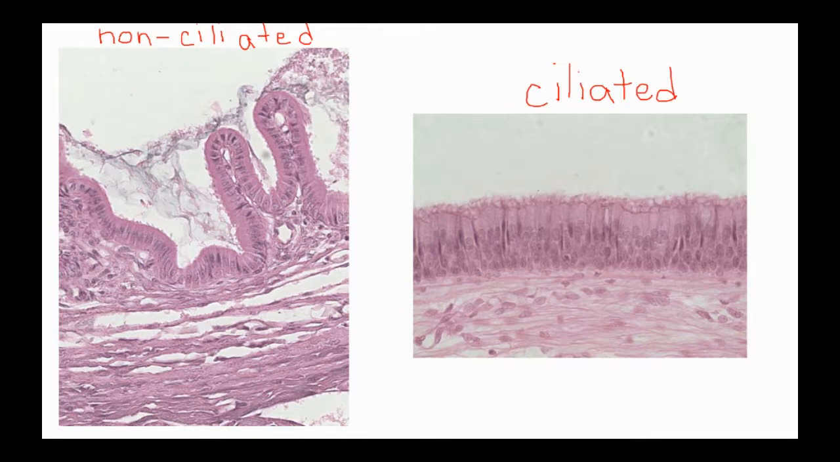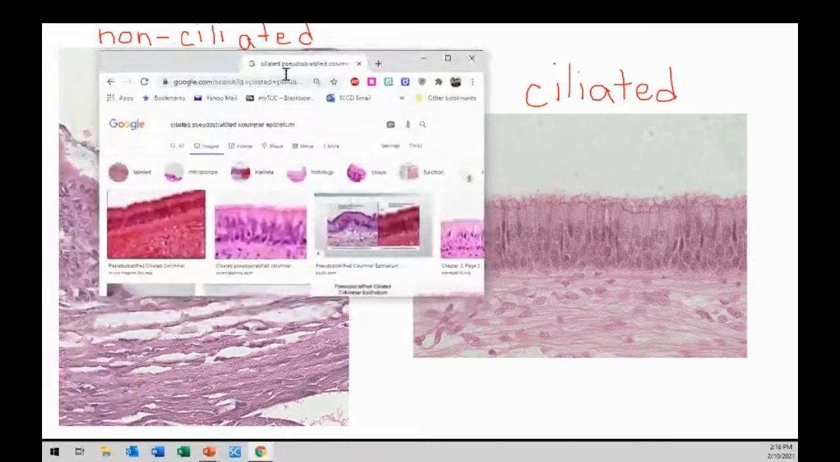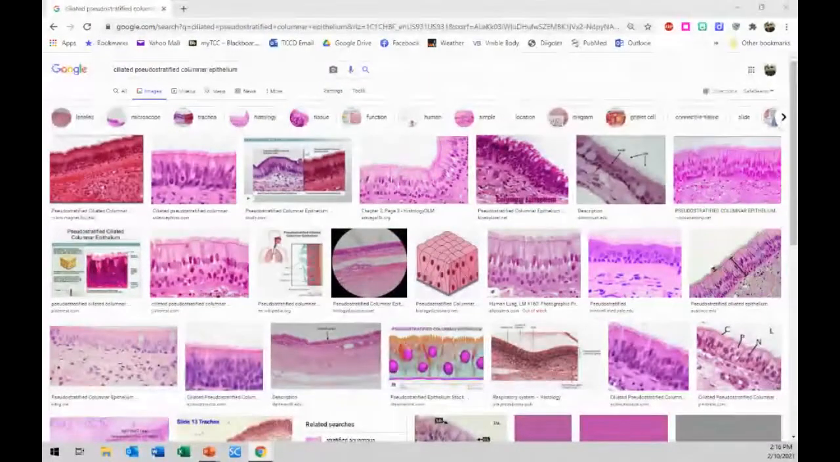Remember that I will post this recording for you, and the guided lesson has more pictures as well. Here's the other thing I'll do, a quick shout out. Let me see if I can pull this off real fast. So I am a big fan of Google Images. I'm not sure how much I've used that in our class together, but I did a quick Google Images search for ciliated pseudostratified columnar epithelium. Check this out. I've got tons and tons of pictures of this type of tissue.